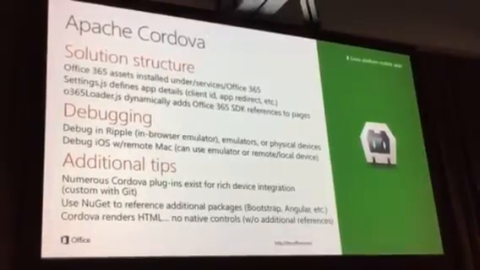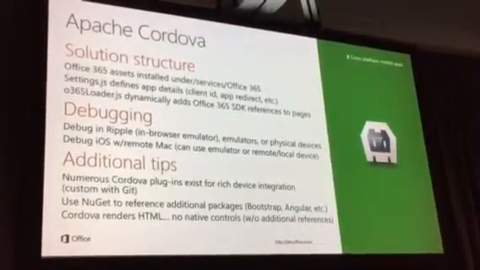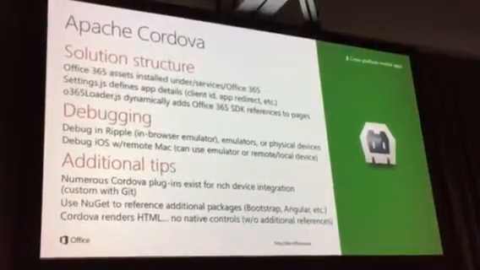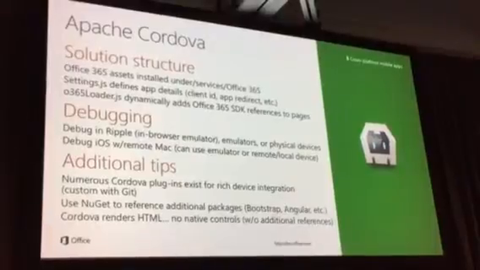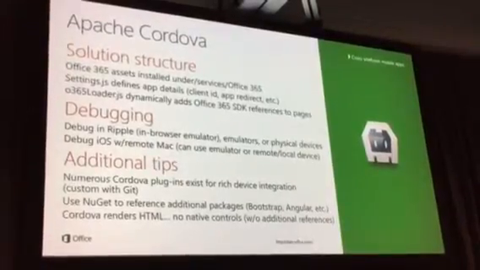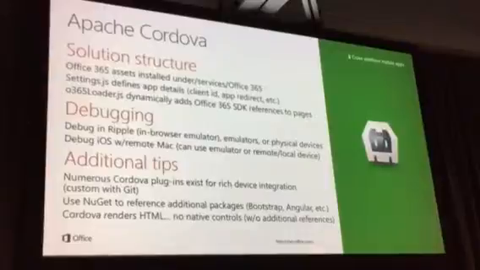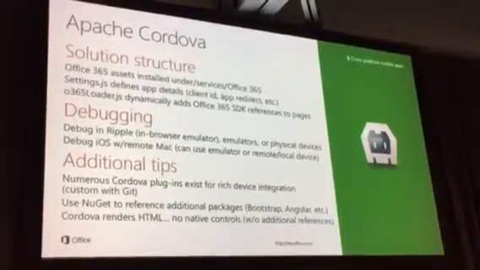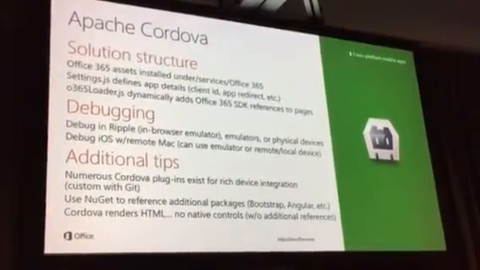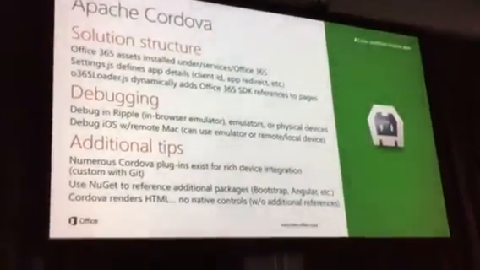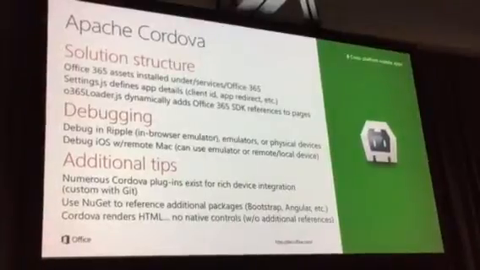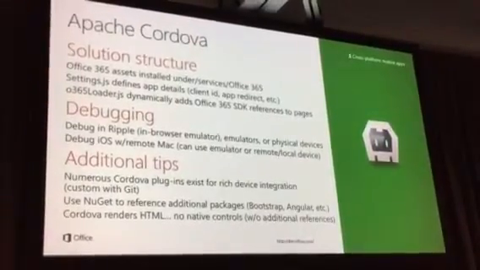Like I said, there's a bunch of plugins that will help with rich integration if you have some specific functionality you're looking for. Look at all those plugins because they may already exist to do what you want. And then you can get some additional packages. You can use NuGet to pull in Bootstrap or Angular, or let's say you want to use Ember.js or some other JavaScript framework, you can do that. And then again, in the end, it just renders HTML. So whatever you can do with HTML, look and feel, you can do in an Apache Cordova app.